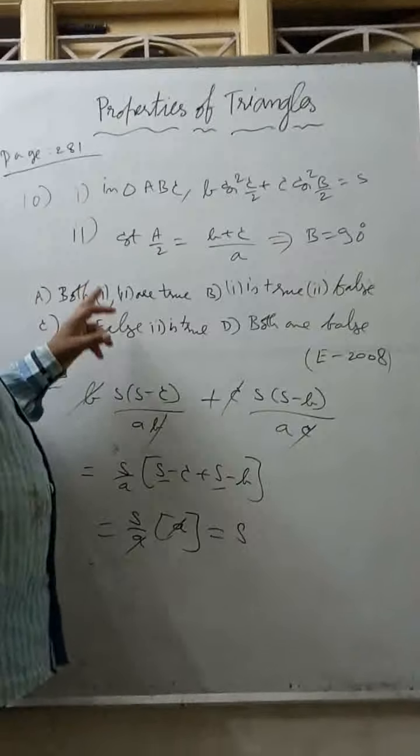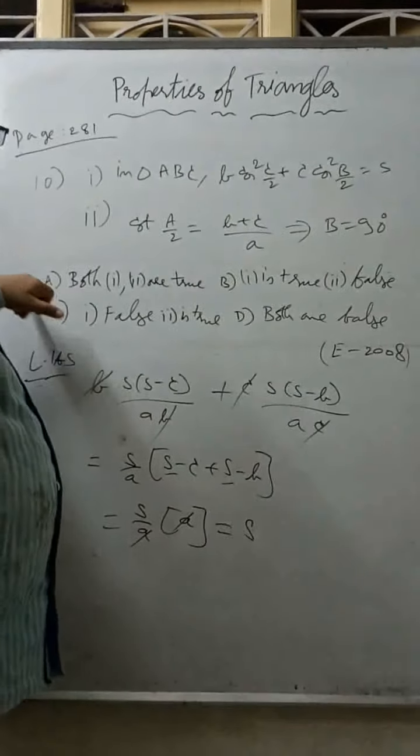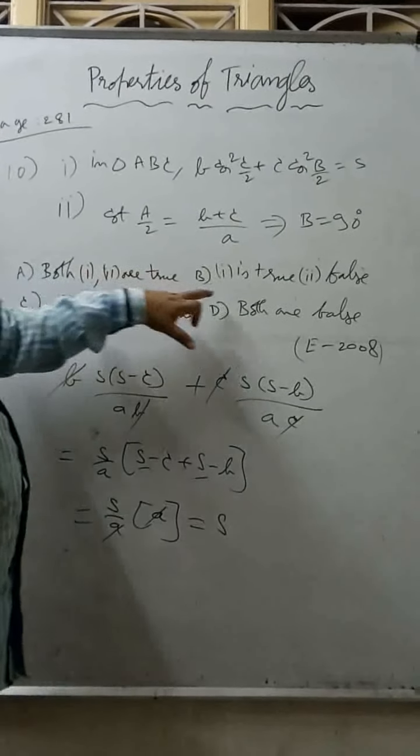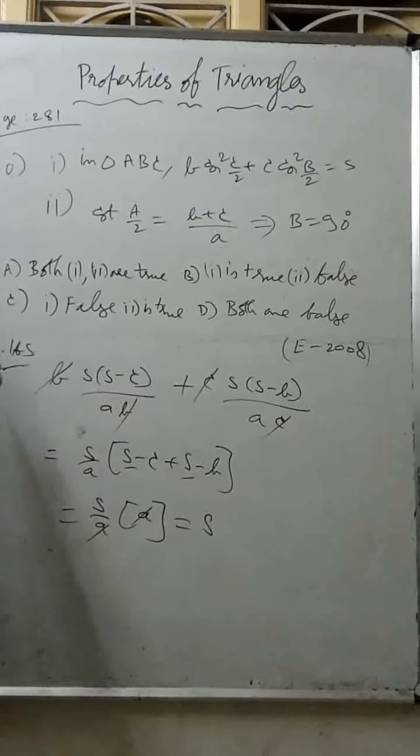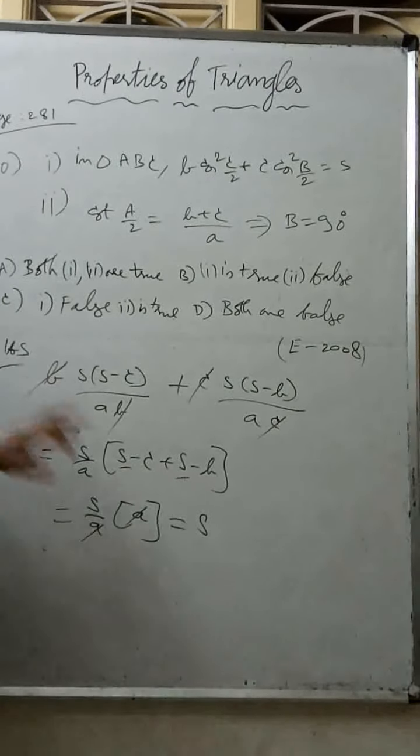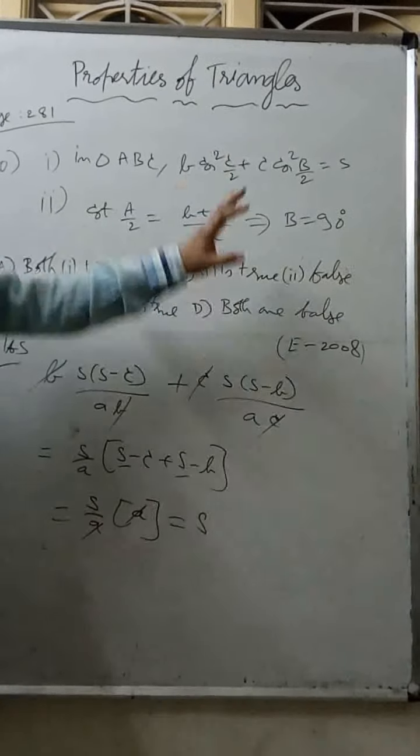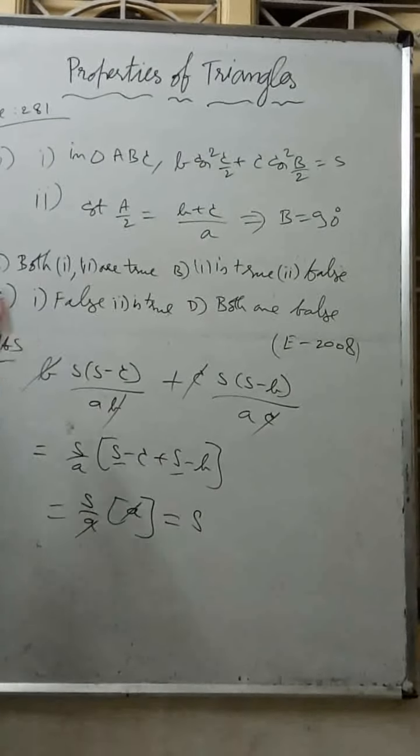Means option 1 is 100% right. Option 1 is true means either the first option or the second option, because we don't know about the second. This first one we got the RHS, so the first one is 100% true. Now we will go for the second.